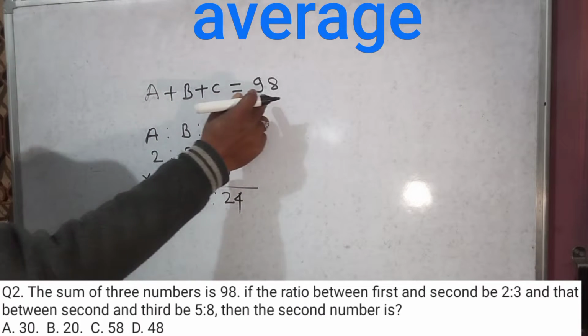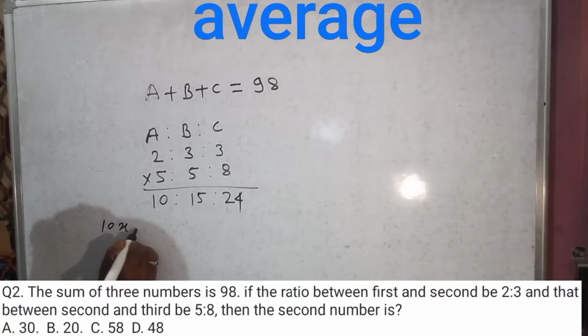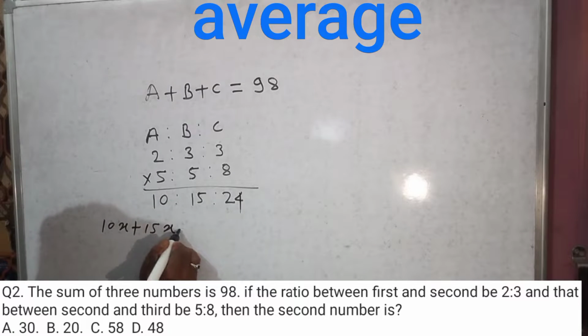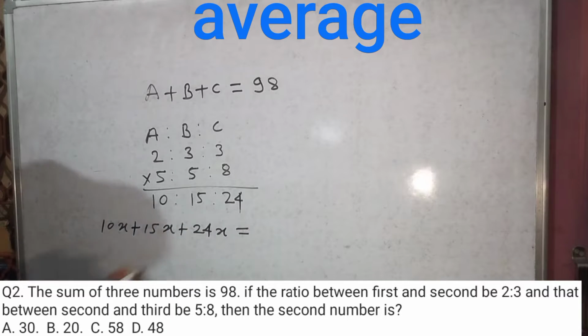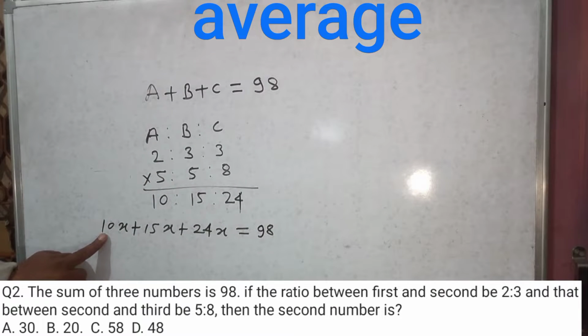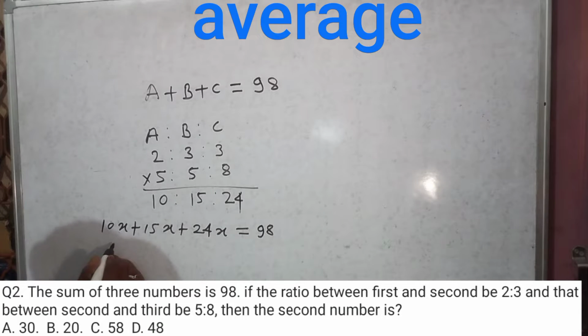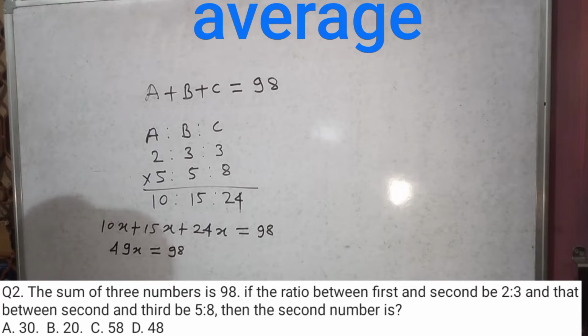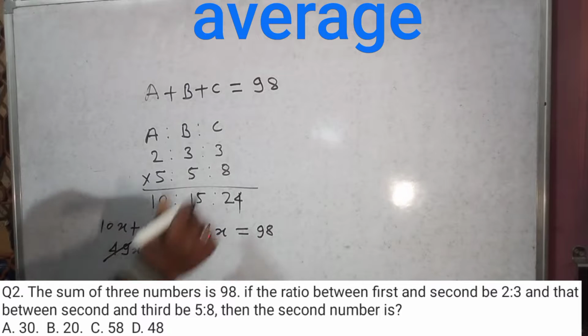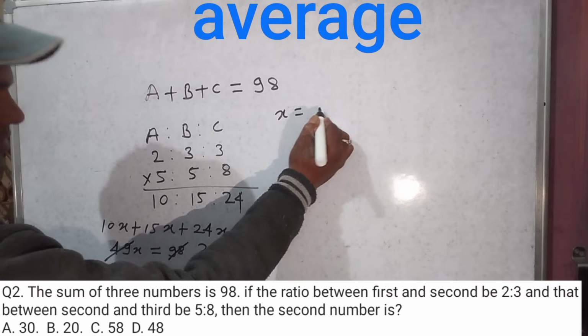A plus B plus C is 98. So 10x plus 15x plus 24x is equal to 98. Now add this: 10 plus 15 is 25, 25 plus 24 is 49. 49x is equal to 98. Now see here, 49 times 2 is 98. So x is equal to 2.